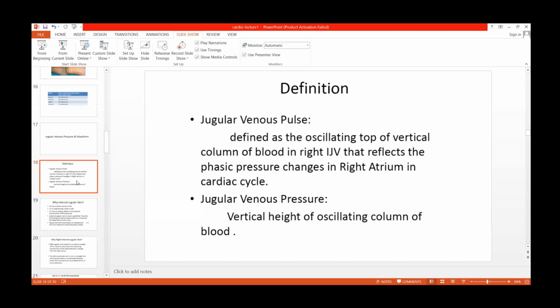Now coming to JVP. It is the top of the vertical column of blood in the right internal jugular vein that reflects the phasic pressure change in the right atrium. So pulse is basically the systolic function of left ventricle, and JVP is basically the phasic pressure change in the right atrium. So JVP is basically the backward pressure from the right atrium, and pulse is basically the forward pressure from the left ventricle.